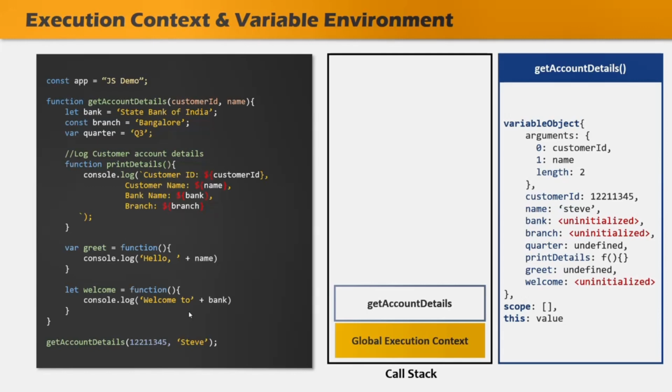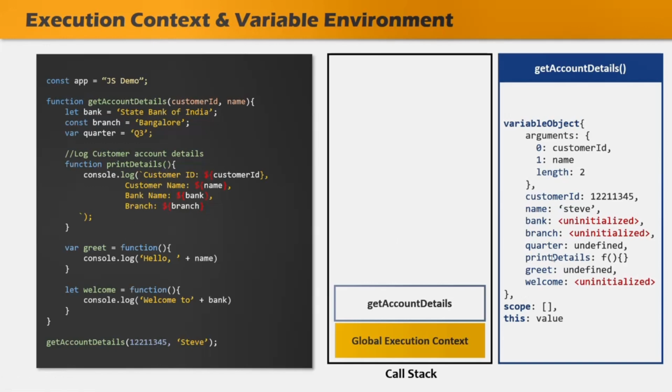And this is the reason why in the very beginning of this lecture we learned that when we create a function using function declaration, we can use it before it is declared. But when we create a function using function expression, we cannot use it before it is declared. And this is the reason why. We can use a function declaration before it is created because during the creation phase, this print details function is already available and it is pointing to that function definition. And that's why we are able to use it before the function is created.